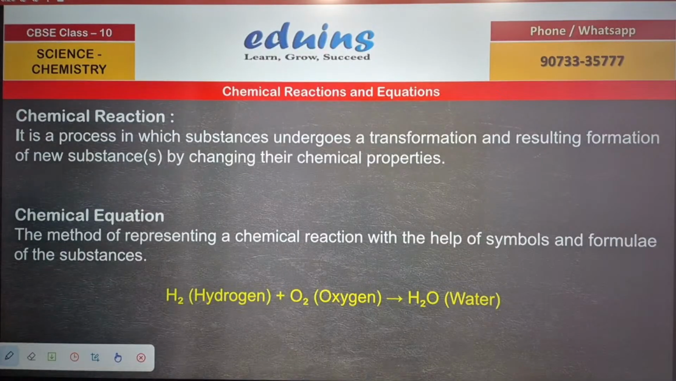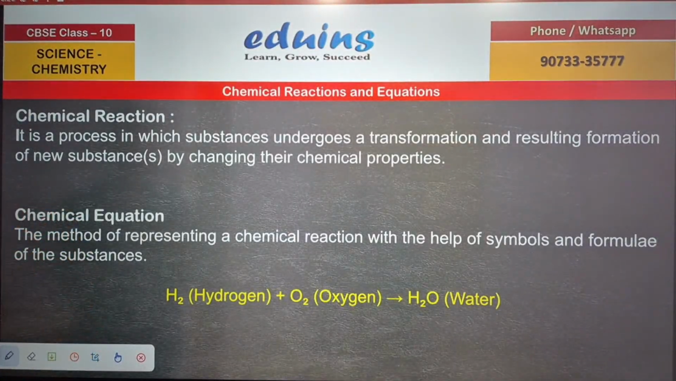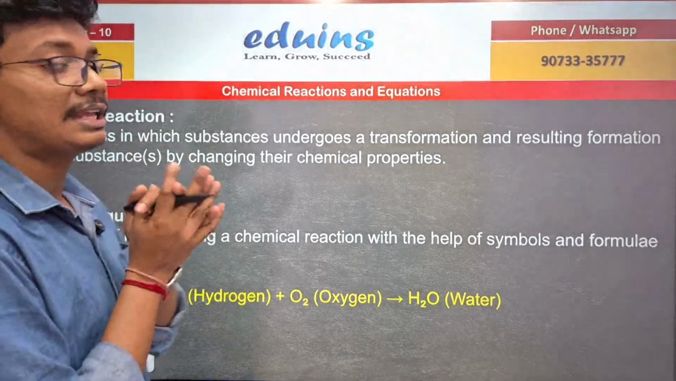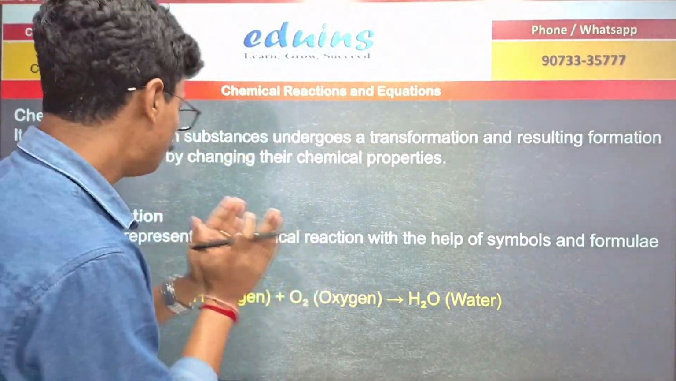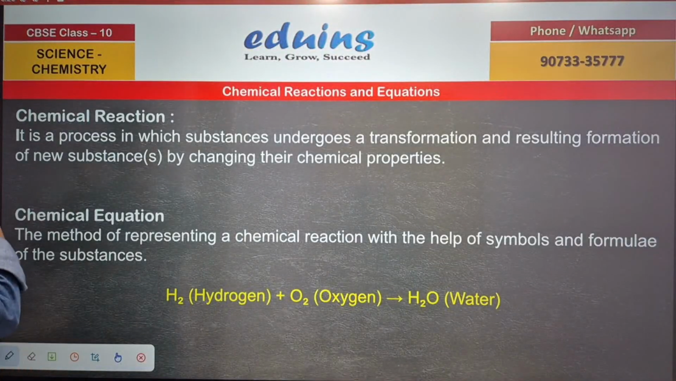What is chemical reaction? Chemical reaction is a process in which substances undergo a transformation, resulting in the formation of new substance or substances by changing their chemical properties. So the key point or highlighted point will be, it is a process, of course, chemical reaction.